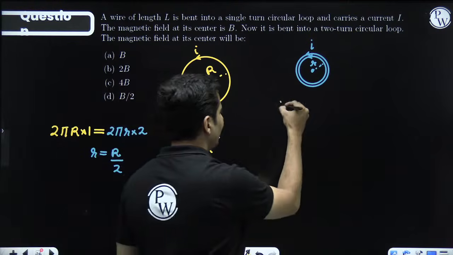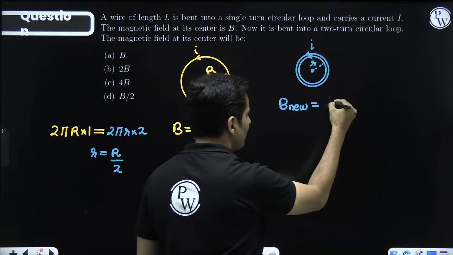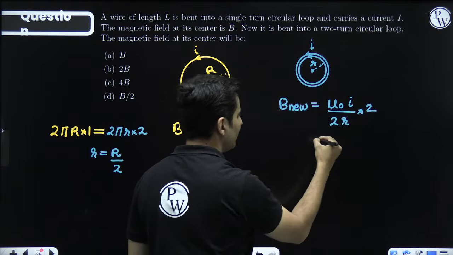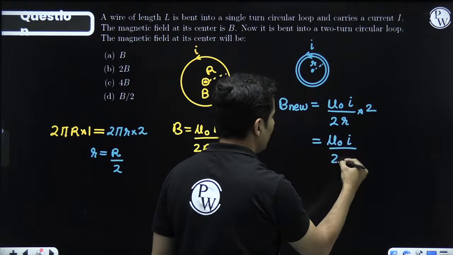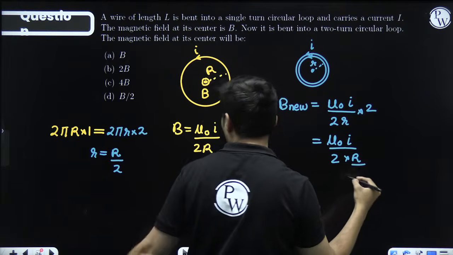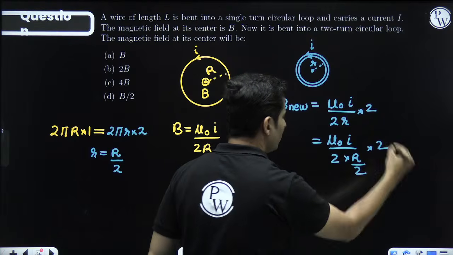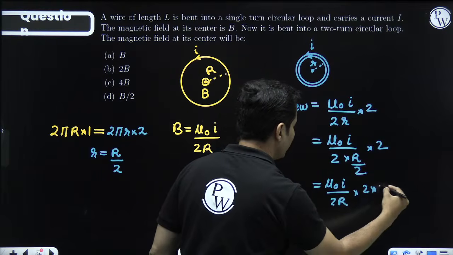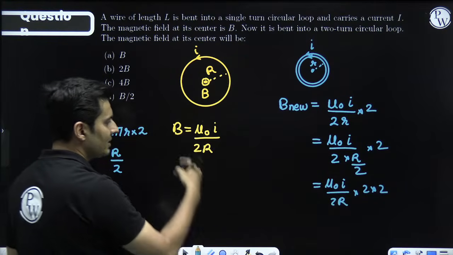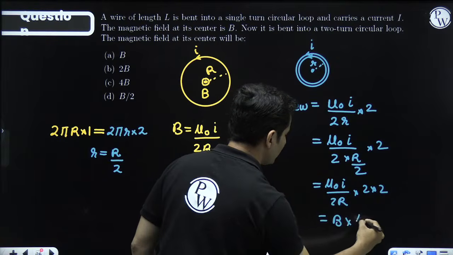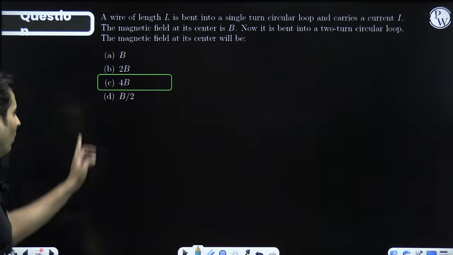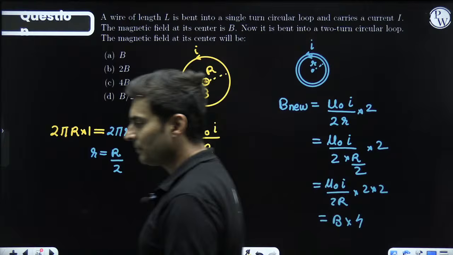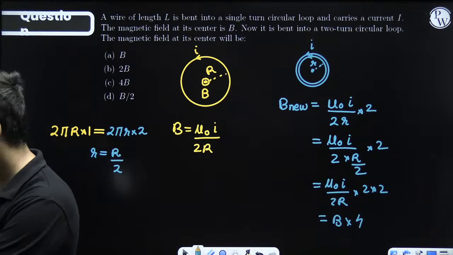So here, when I try to find the new field, yes, it will be mu naught into current divided by 2 small r into 2, but this radius has changed. Do not forget that. And that, my dear, is R by 2, and into 2. So that 2 goes on the top, so it will be mu naught I by 2R and into 2 into 2. What is this number? This is nothing but the old magnetic field. 2 2s are 4. So the magnetic field has become 4 times, which is C for Captain Shreyas. Is that right? Option C. Yep, it is going to be 4B, guys.